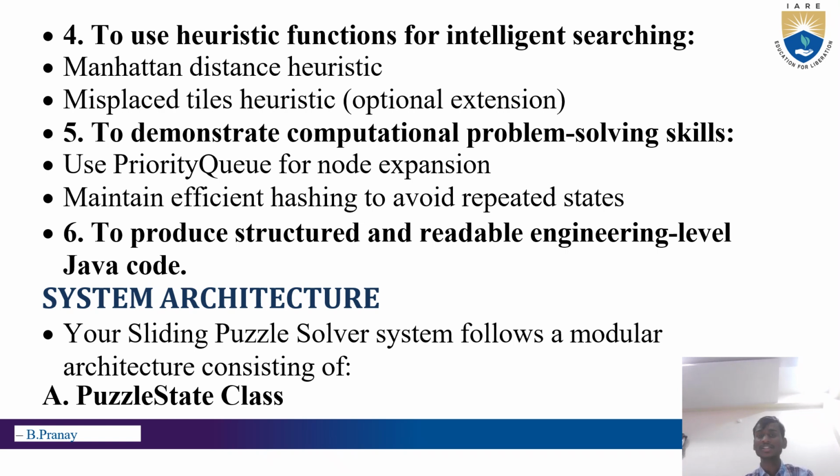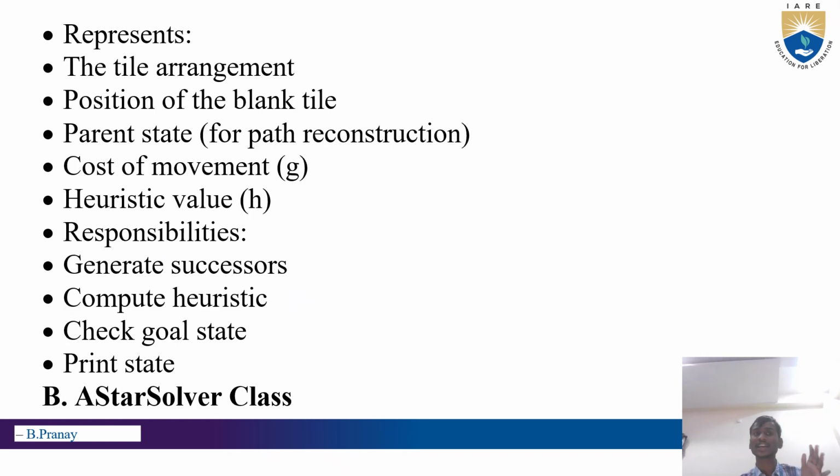Next, system architecture. Our puzzle solver follows a modular architecture consisting of the puzzle state class. The puzzle state class represents the tile arrangement, the position of the blank tile, the parent state for path reconstruction, the cost of movement G, and the heuristic value H. The responsibilities of this class are to generate successors, compute the heuristic, check the goal state, and print the state.